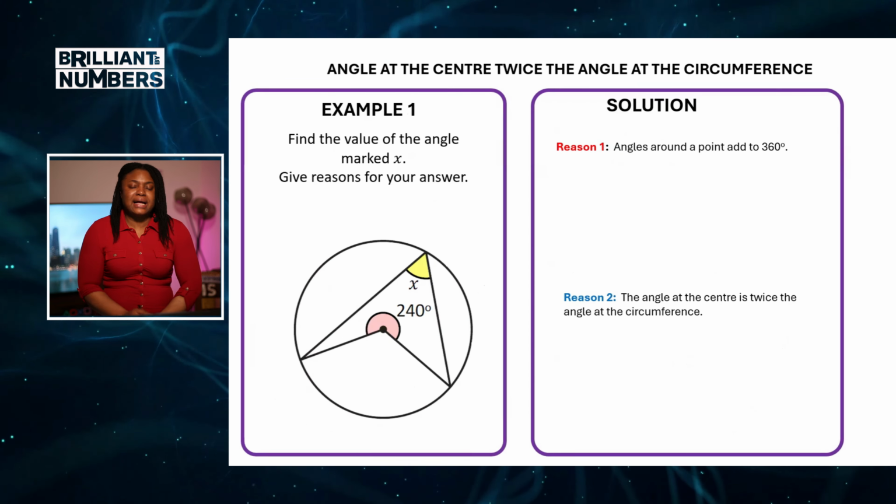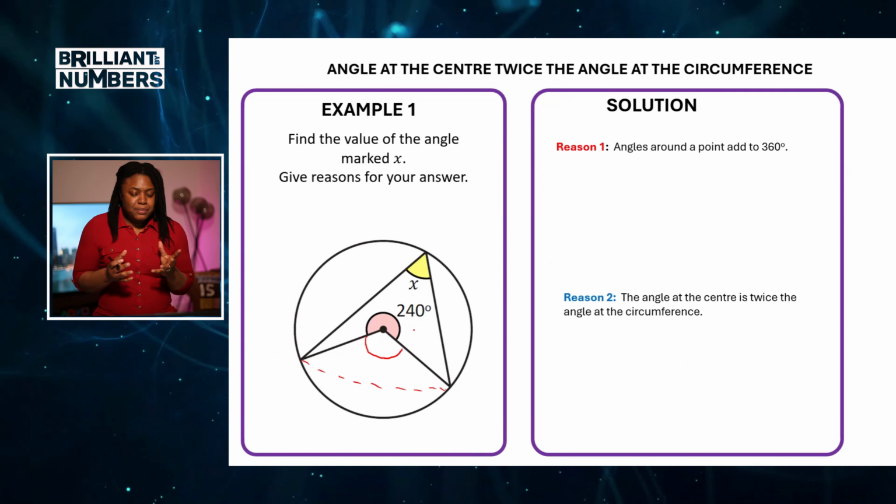Now we're going to look at what the exam style questions look like around this theorem. So here I am asked to find the value of x, and I'm also asked to give reasons for my answer. I've just put the reasons here, just to give you that learning frame where you can now apply the concept. So my first reason is angles around a point. Now, very key point here. Not all questions will come with the chord being visible.